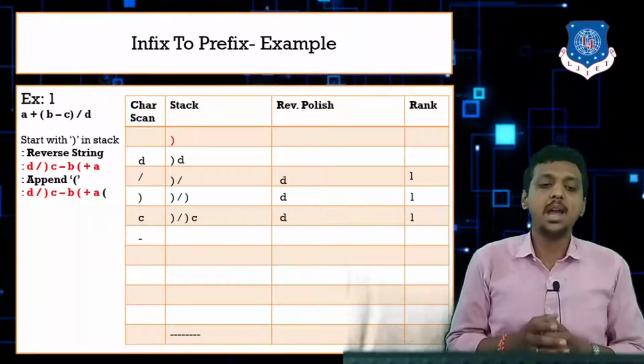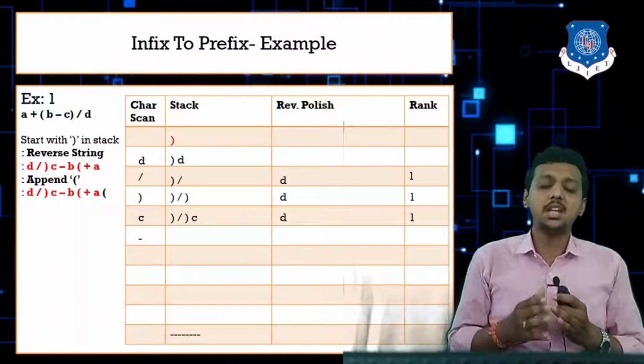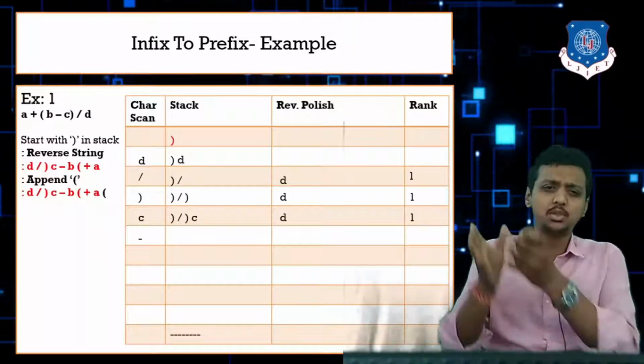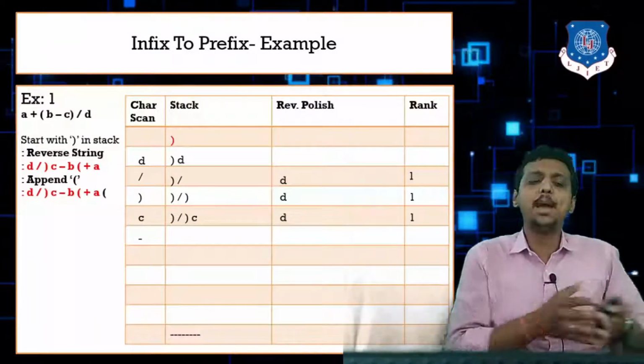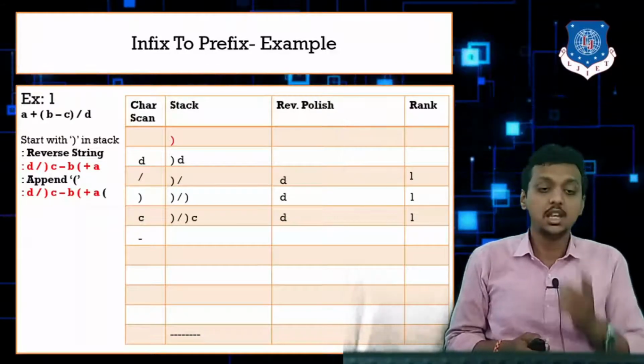Next we have minus. First we need to compare the minus with the C. Obviously, C has the higher precedence. So we just need to pop the C from the stack and append it to the reverse polish. So it becomes DC.